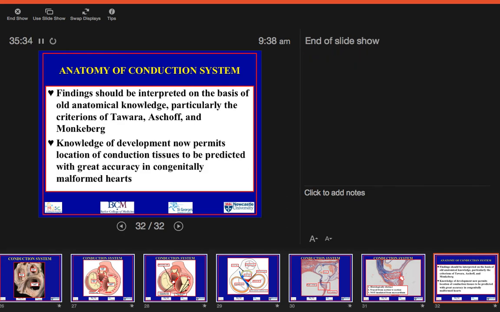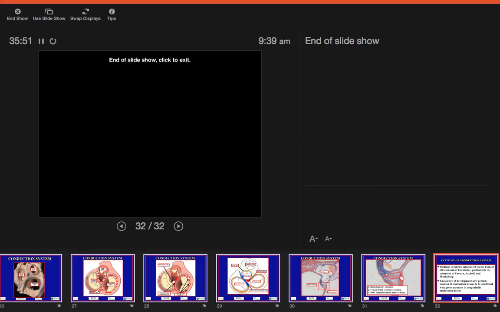But with regard to the discussions for the rest of today, I do believe that the knowledge of development permits us to predict where we will find the conduction tissue with great accuracy, even when the heart is congenitally malformed. So I'll now move on, and I'll demonstrate to you a normal heart and illustrate where we can find those conduction tissues.